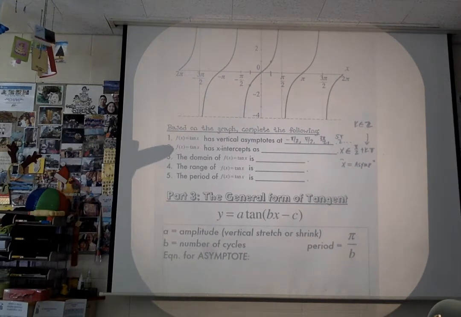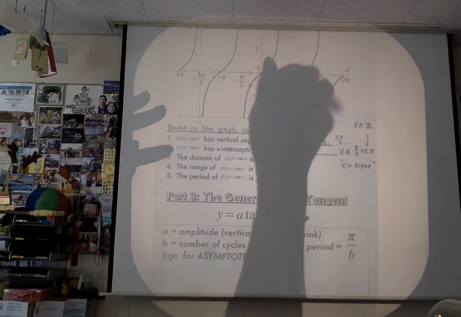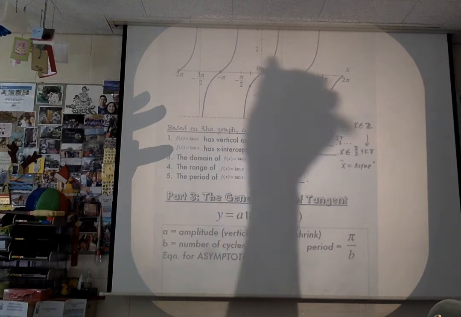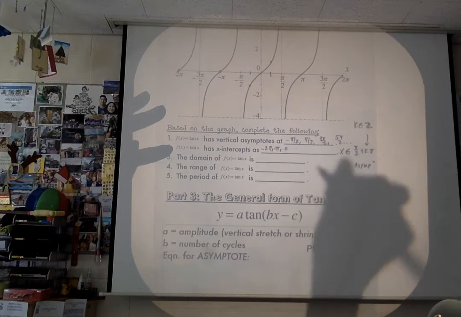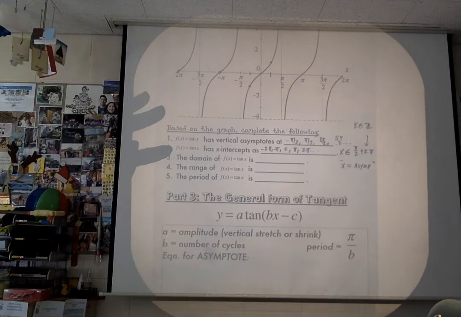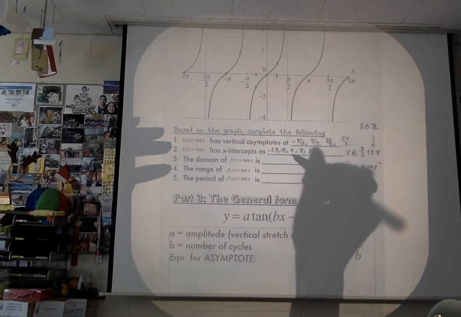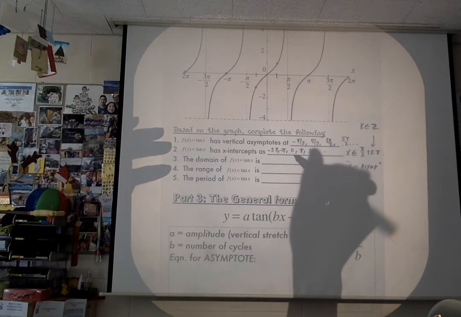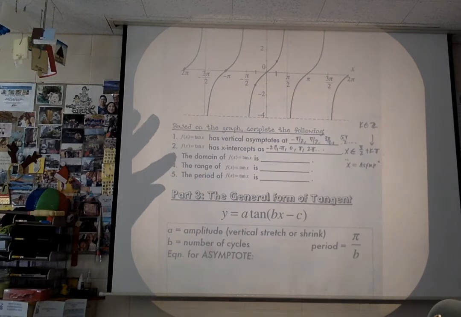Number 2, f of x equals tangent of x has x-intercepts at where? X-intercepts? Aren't these x-intercepts? That means it's negative 2 pi, based on what you see, negative pi, 0, pi, 2 pi, and so forth, okay? And that makes sense. What's tangent of 0? It's 0. What's tangent of pi? It's going to be 0 over 1, which is 0. Okay? 0 over negative 1.